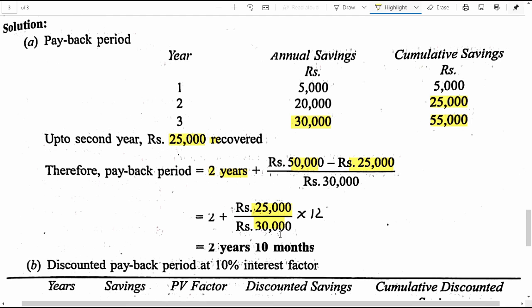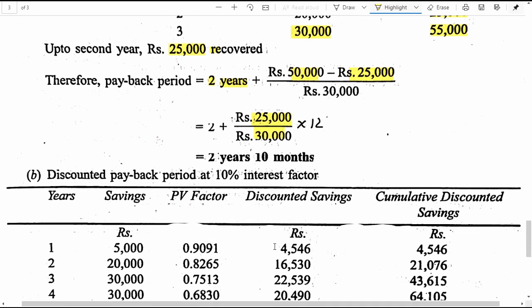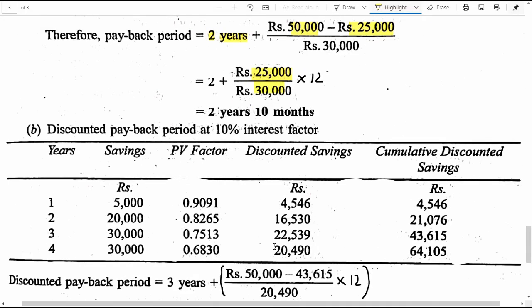So 25,000 divided by 30,000 into 12, it gives us 10 months. So 2 years plus 10 months is the payback period for this project as per the traditional payback period method. Now let's get into the calculation as per the discounted payback period at the interest factor of 10%.